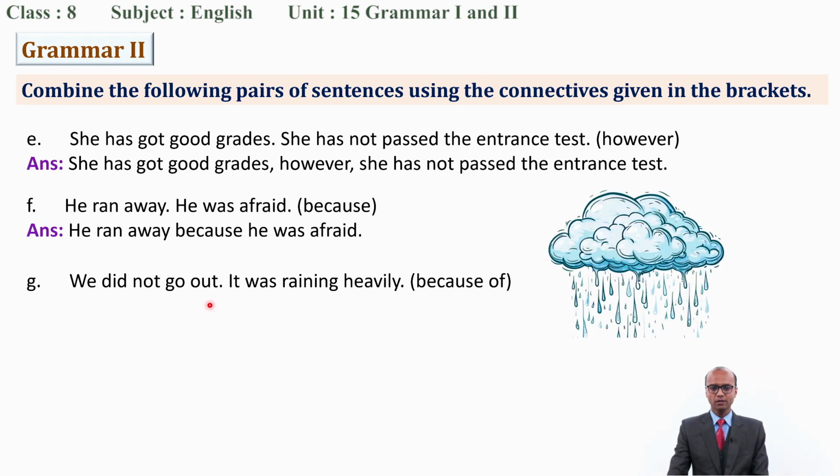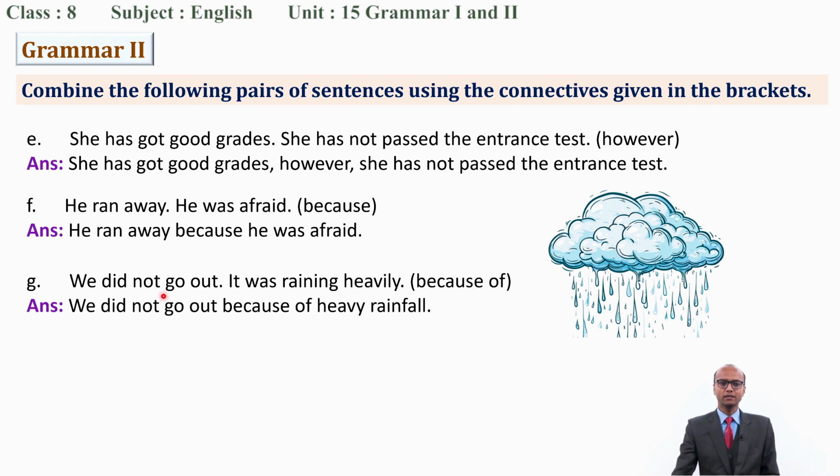We did not go out. It was raining heavily, and the connective given is because of. So please suggest the right answer. Okay, dear students, the answer is we did not go out because of heavy rainfall. We have already discussed the difference between because and because of. After because we have to begin the next idea with a subject, but with because of you have to use a noun phrase. So it was raining heavily changes to heavy rainfall. We did not go out because of heavy rainfall.